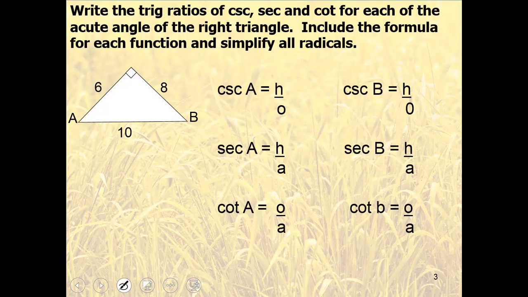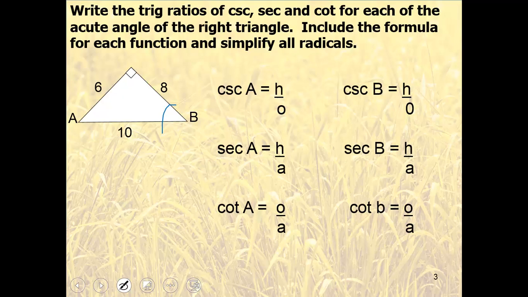All right, so write the trig ratios of cosecant, secant, and cotangent for each of the acute angles of the right triangle. Include the formula for each and simplify all radicals. All right. So I'm going to focus. I think I'm going to do angle B on this one today. I don't think I'm going to do both of them because the videos are getting kind of long. So we're going to do angle B.